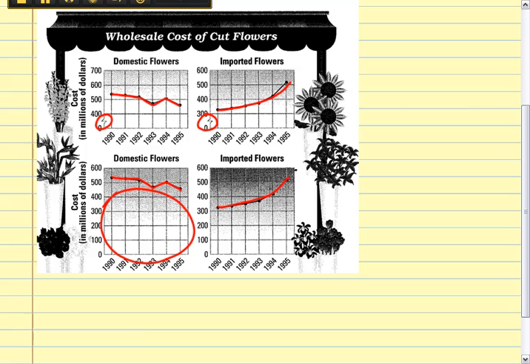But you can see that this kind of implies that we don't import a lot of flowers, right? But when we look at this, we see, whoa, there are a lot of flowers being imported, as opposed to domestic flowers. Domestic flowers going down, imported flowers going up. All right, good job.